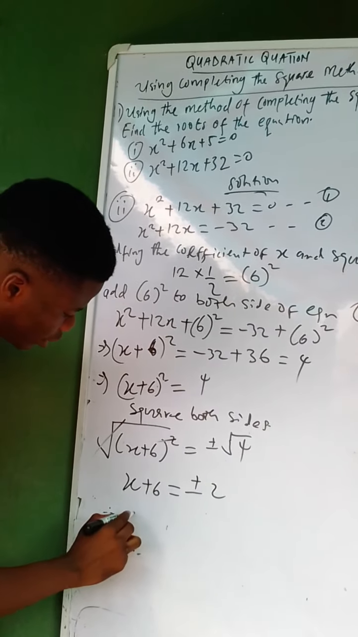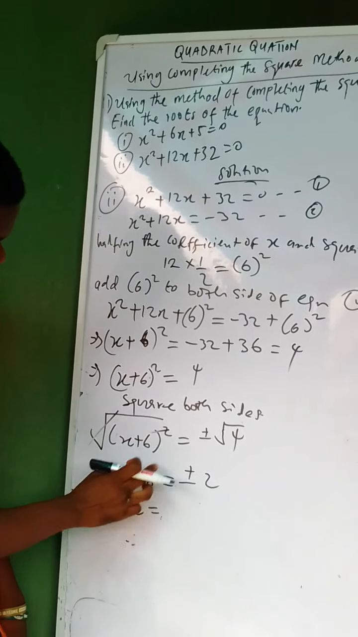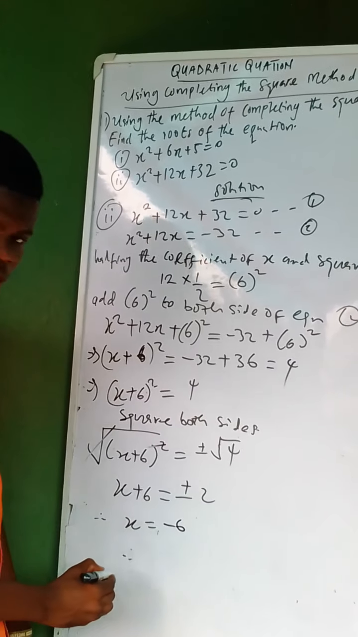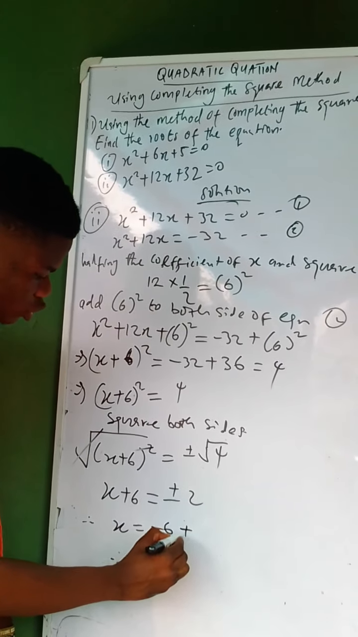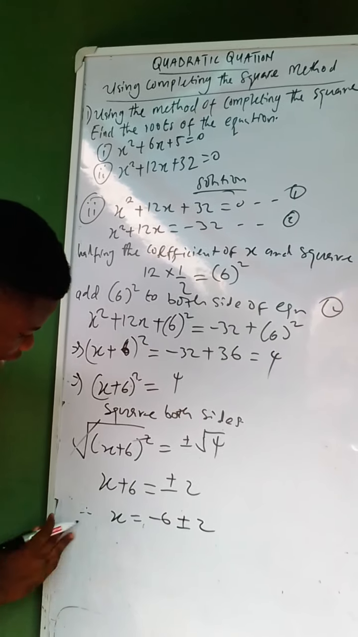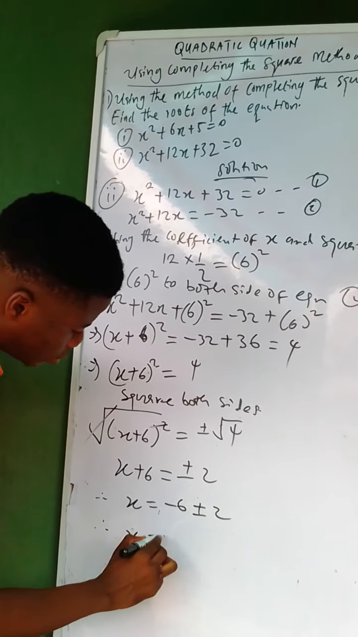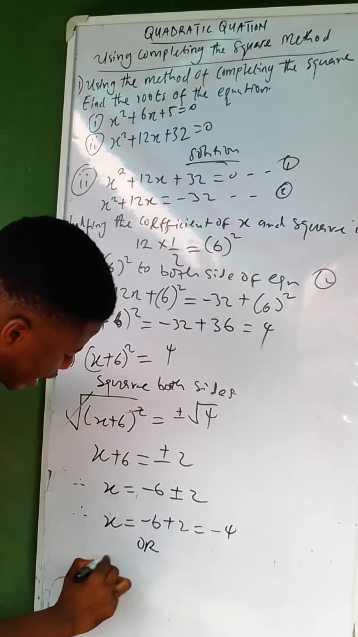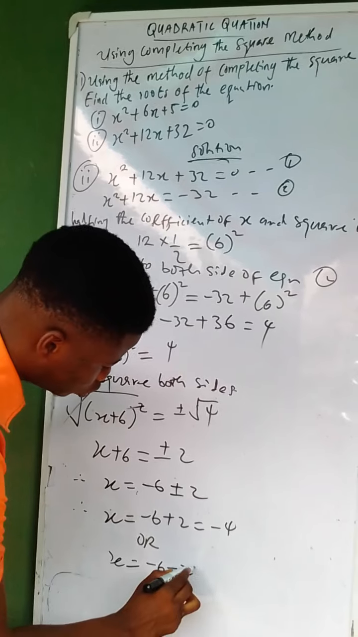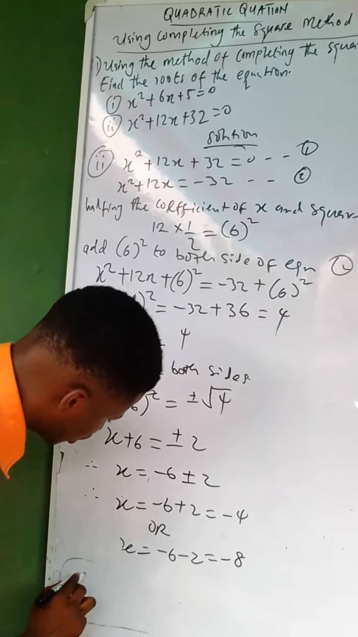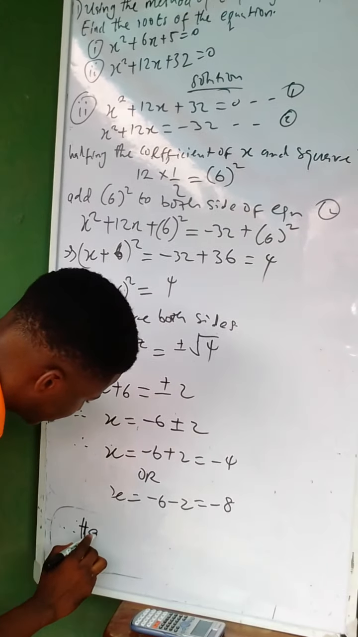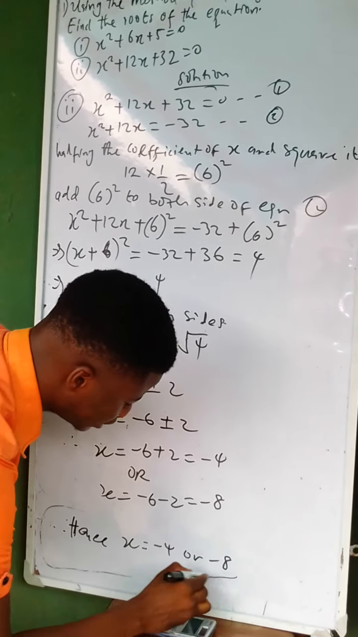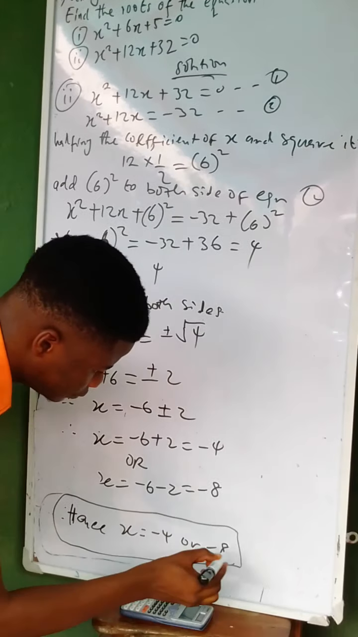2. So therefore, x is equals to, taking this 6 to this part, I'm looking for the x, so I'll take 6 to this part, it will become minus. Minus 6 plus or minus what? 2. Therefore, x is equals to minus 6 plus 2, which is equals to what? Minus 4. Or x is equals to minus 6 minus 2, which is equals to what? Minus 8. So therefore, hence, x is equals to minus 4 or minus 8. This is the root of the equation.